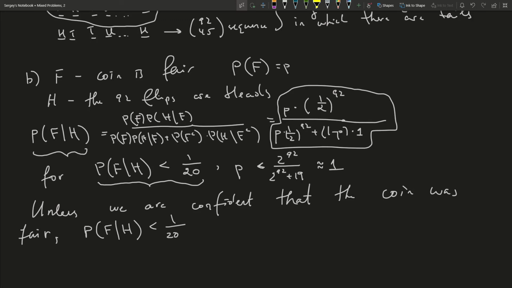And so observing this sequence of 92 heads makes the probability that the coin is fair very low, and so we do agree with the first observer in saying that the coin is probably biased.